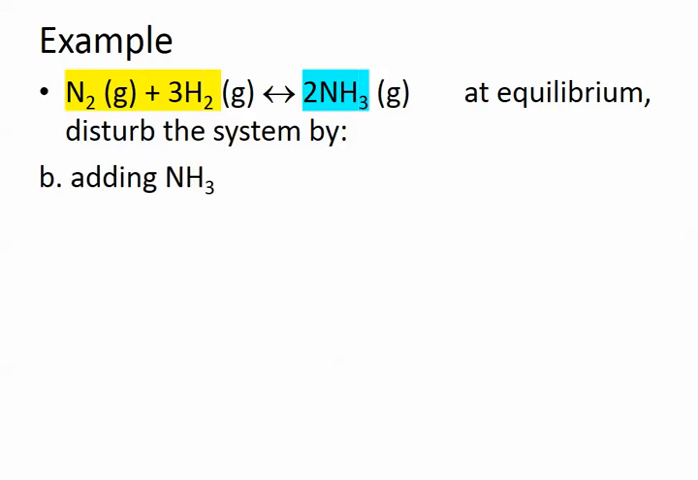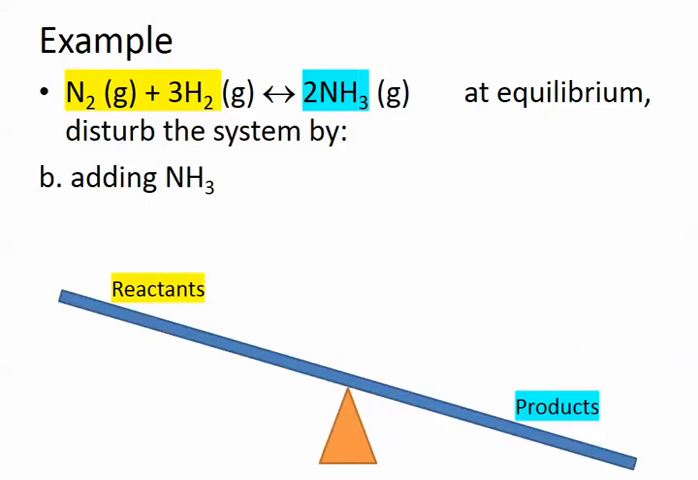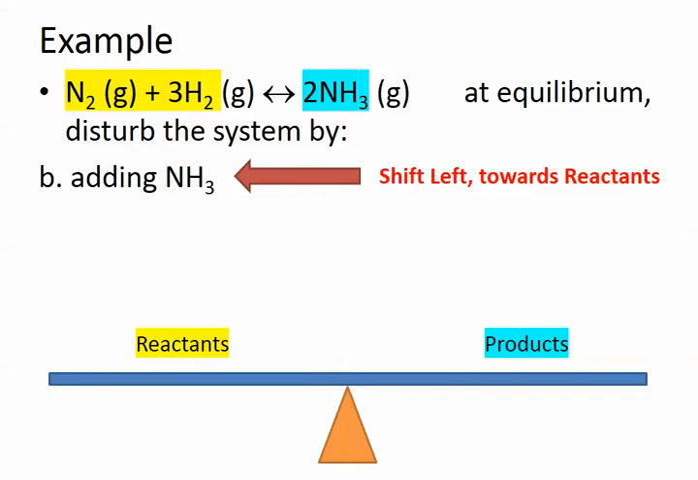So let's take a look at another stress on the system. Let's add NH3. This is a product. What's going to happen to our balance beam? We're adding a product, so the product side is going to go down. So in order to restore equilibrium, we're going to have to shift to the left towards the reactants. When we do this shifting to the left, we're producing more reactants, causing the equilibrium to be restored and be balanced.